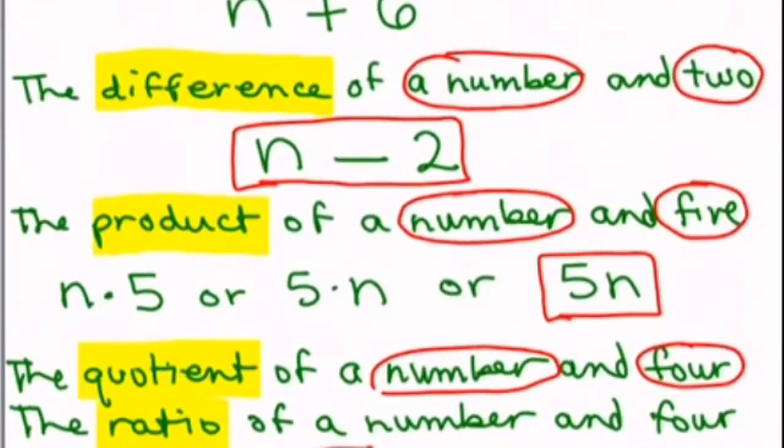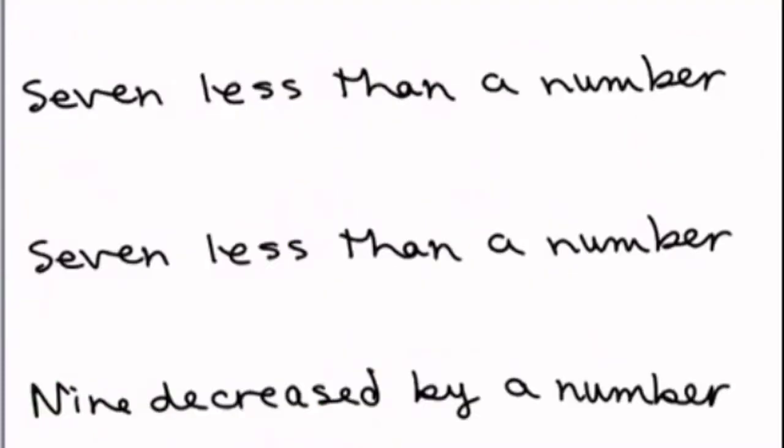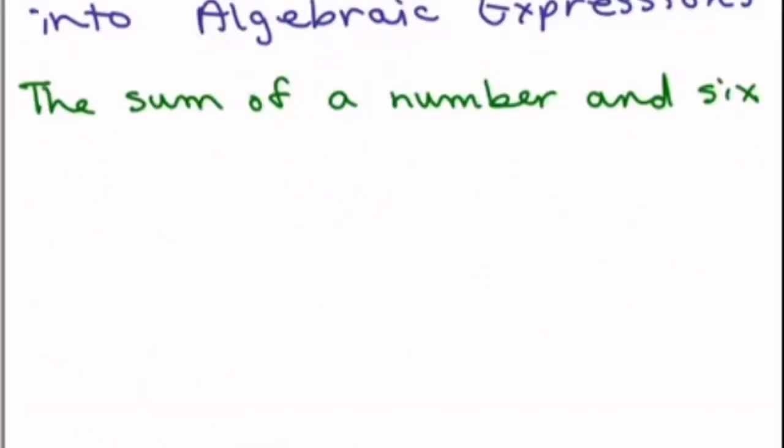So we've got the sum of a number and 6 is n plus 6. The difference of a number and 2 is n minus 2. The product of a number and 5 is 5n. It looks funny to put n5. We always put the coefficient, the number part, in front of the variable. And the last is the quotient or the ratio of a number and 4. The way we write that is n over 4. So whatever comes first you put in the numerator, and what comes second, the 4, that's what goes in the denominator. We'll be translating verbal expressions into algebra.